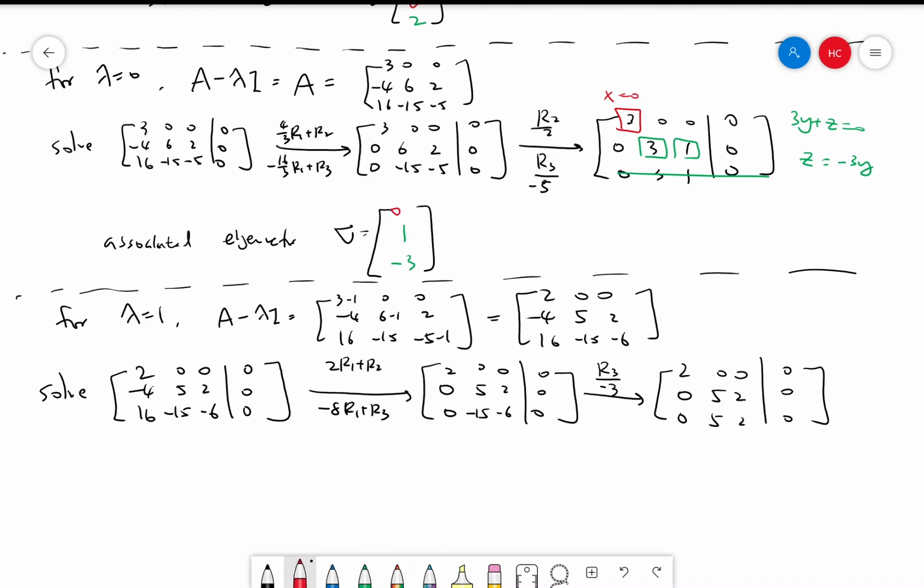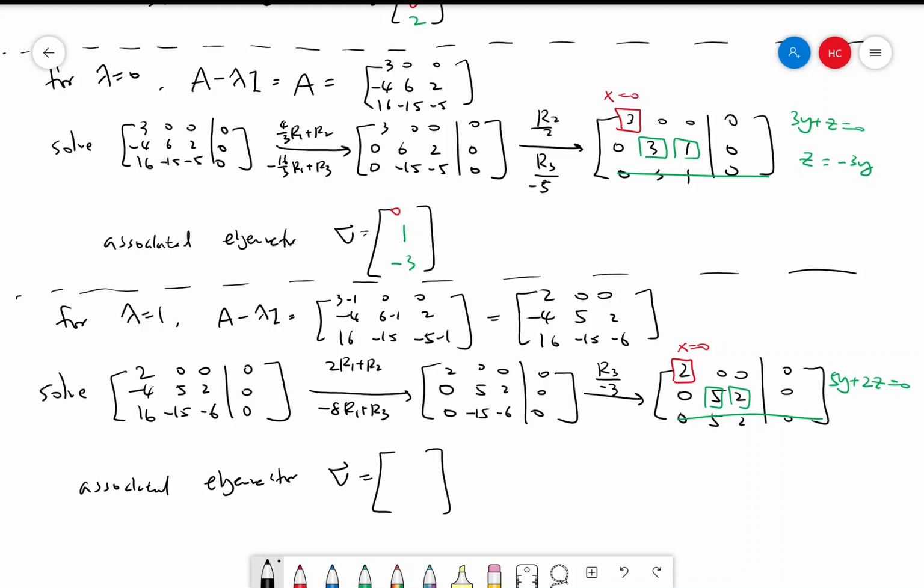So same thing, the first row tells you that x is equal to 0. The second and third rows are the same, so the third row gives you nothing. And the second row tells you that 5y plus 2z equals 0. So an associated eigenvector has x equal to 0, and 5y plus 2z equal to 0. So the quickest choice is y equal to 2 and z equal to negative 5. Alright, so we are done.